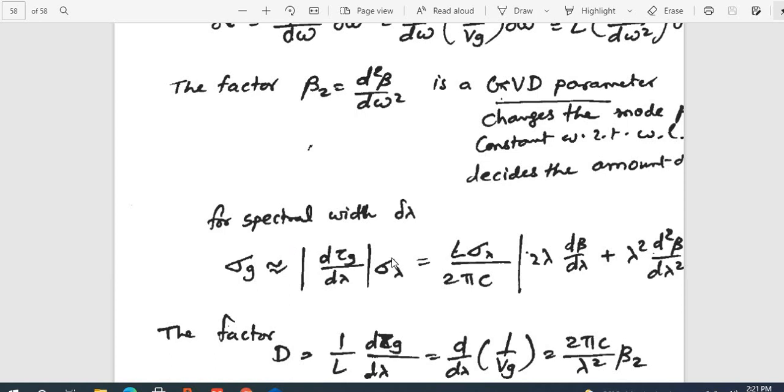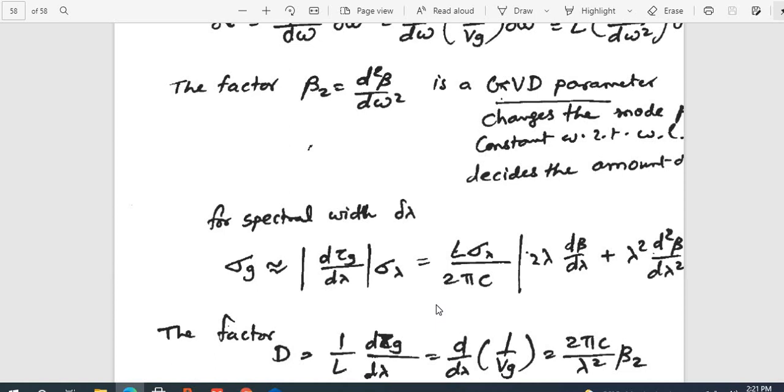If you substitute all the parameters, at the end we get the relation of Tj in this format. This is the Tj relation we obtain for our optical fiber. For the factor D equal to 1 by L, we substitute all the parameters and we get this parameter. So this is about your unit 2.